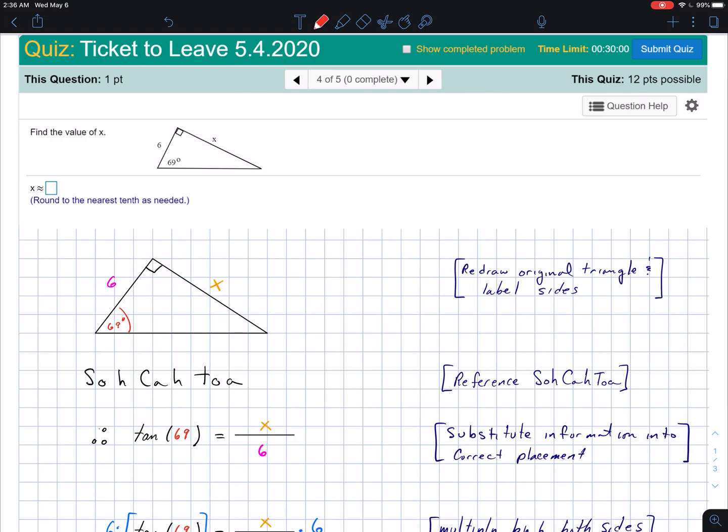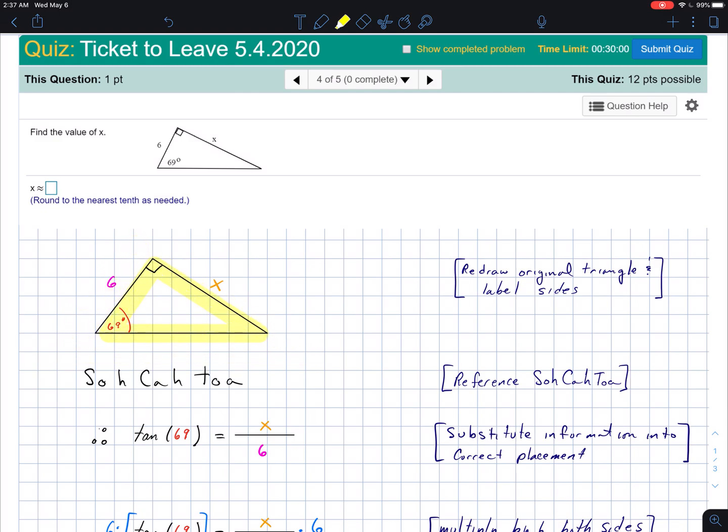In the first question, it says, find the value of x. So we want to find that x value. What I did here was I redrew the original triangle. Okay? Notice that I color coordinated things to try to help out.